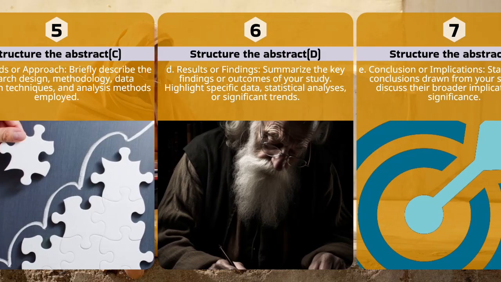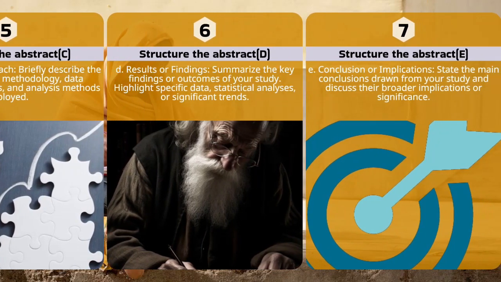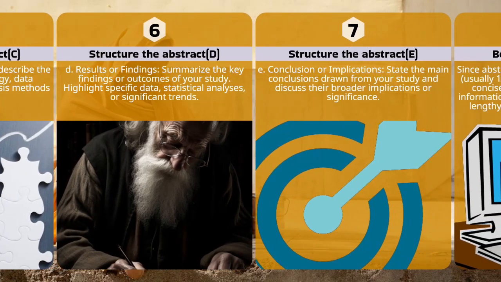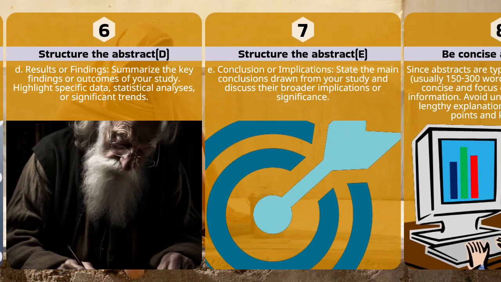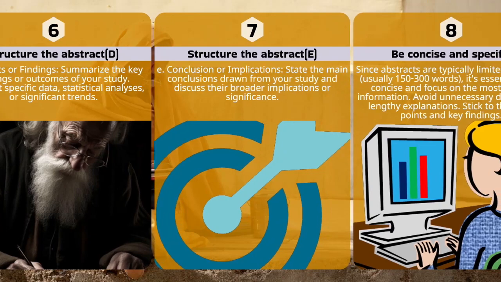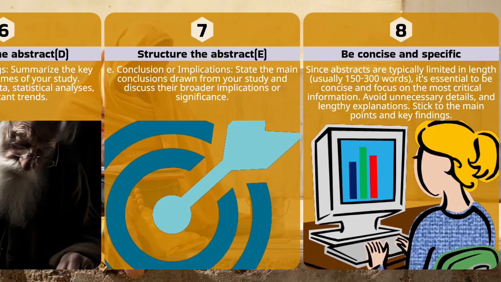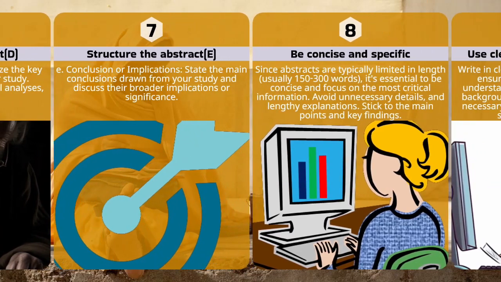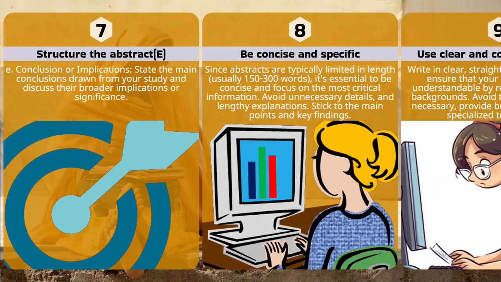7. Structure the abstract. Conclusion or implications. State the main conclusions drawn from your study and discuss their broader implications or significance. 8. Be concise and specific. Since abstracts are typically limited in length, usually 150 to 300 words, it's essential to be concise and focus on the most critical information. Avoid unnecessary details and lengthy explanations. Stick to the main points and key findings.